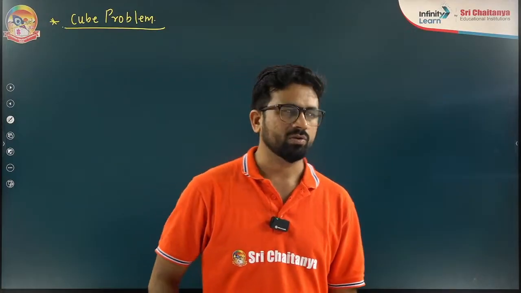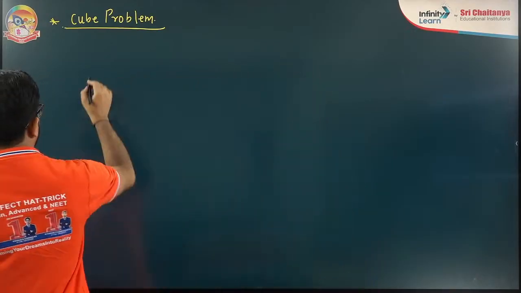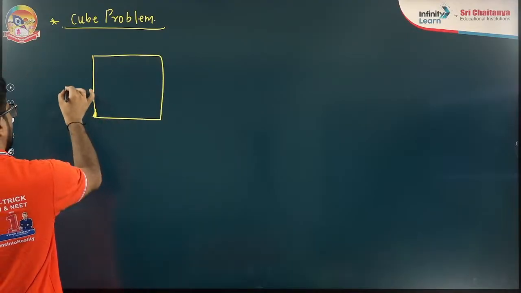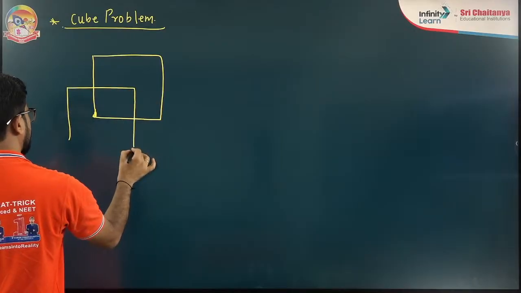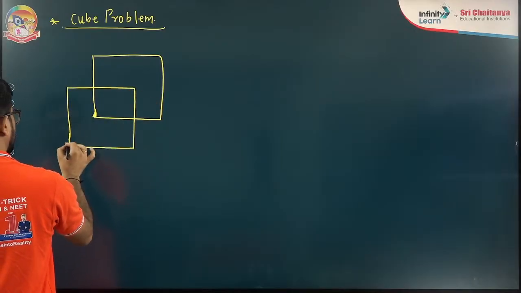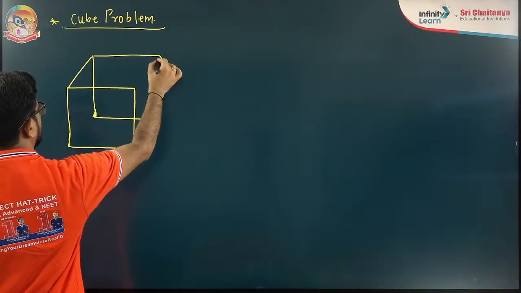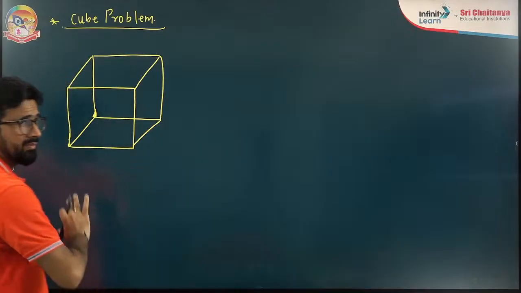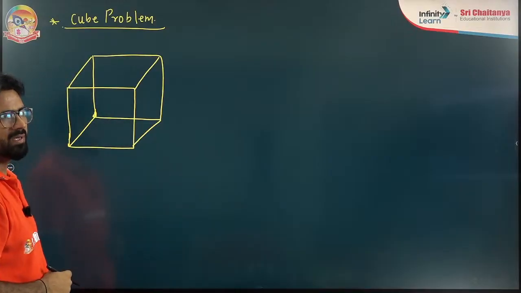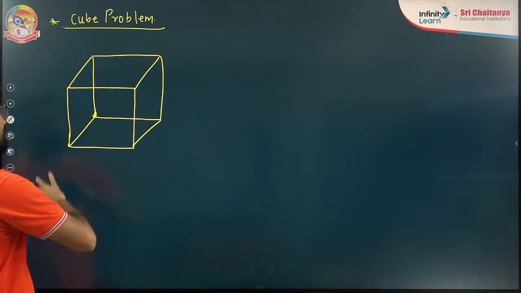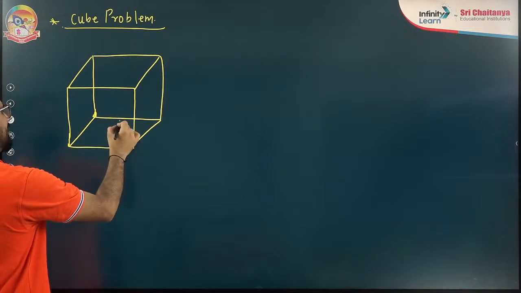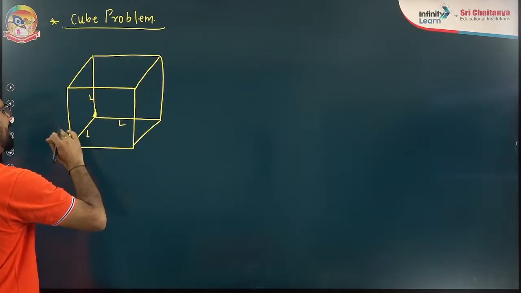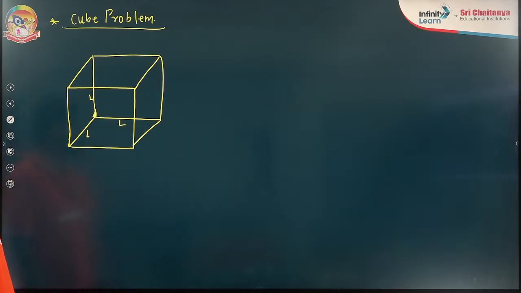That is the question. If I draw one cube here, you can see this is a cube, beta. You can draw it like this. This is the cube. We can check it. In this cube, I assume the side length is equal to L. I am putting it: the side length is equal to L.